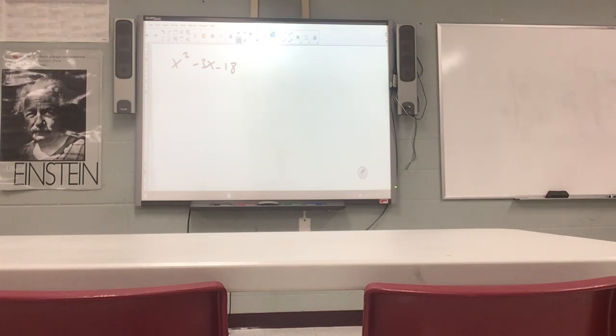So we're going to check our A times our C, and so far we're keeping it simple and making our A be 1. I designed that on purpose, keep it simple with your A being 1. If you have an A other than 1, the factoring process is more complicated, so we're saving that for later. So we have 1 times negative 18, so I need two numbers that when I multiply them I get negative 18, but when I add them I get negative 3.